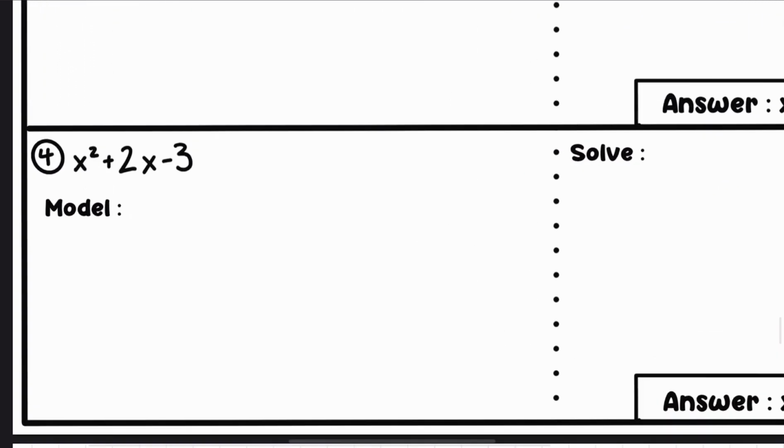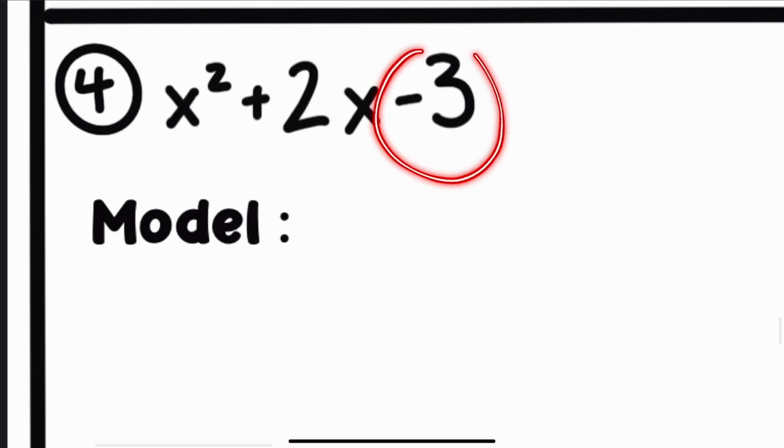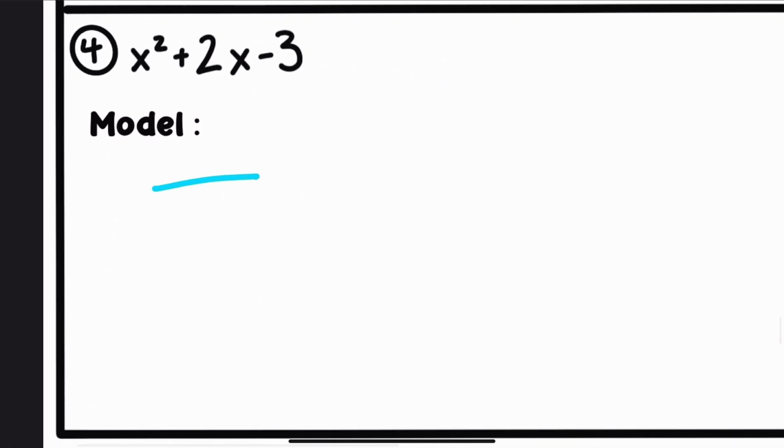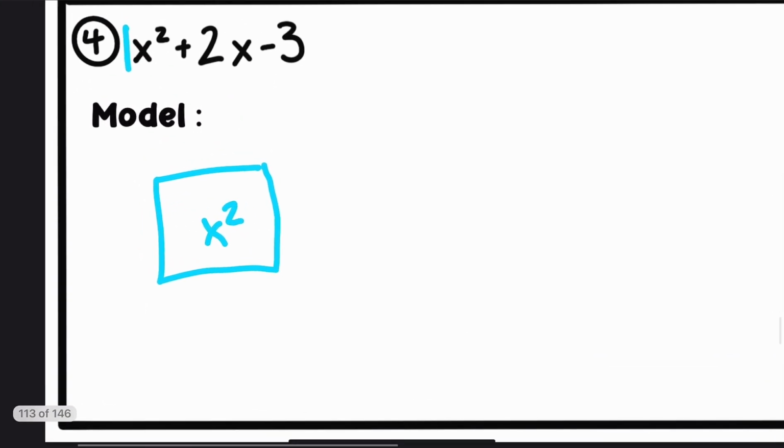I want to do number 4 because this one has a negative number for our constant in it. So let's start this out again. I need my model. So I'm going to draw a visual representation of what we have here. So I have 1x squared, got that. I need 2 x's. Remember, those are these rectangles. So I'm going to take half of them on one side, half of them at the bottom. Cool, looks good. And then I have -3.